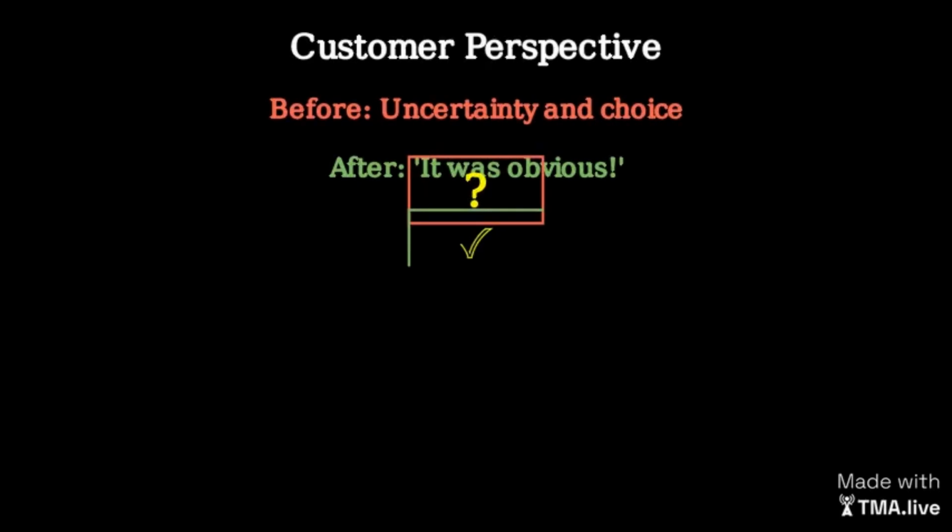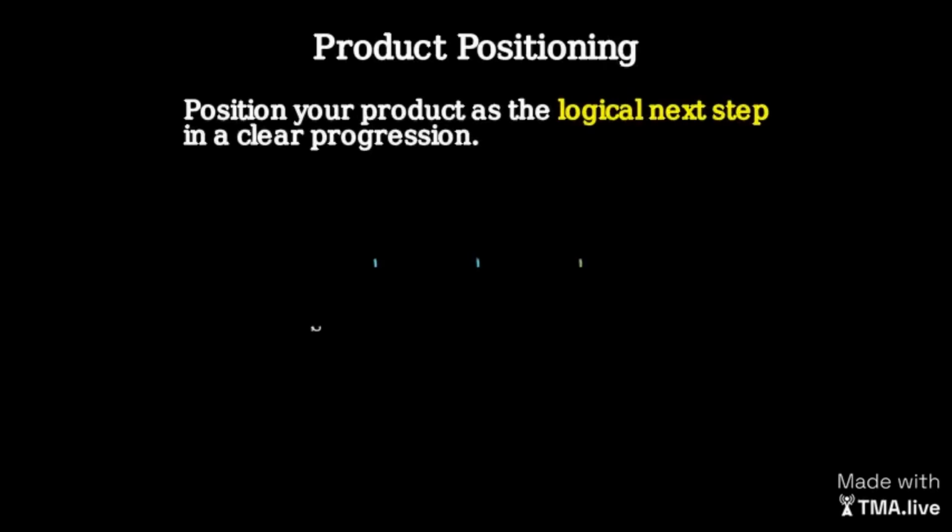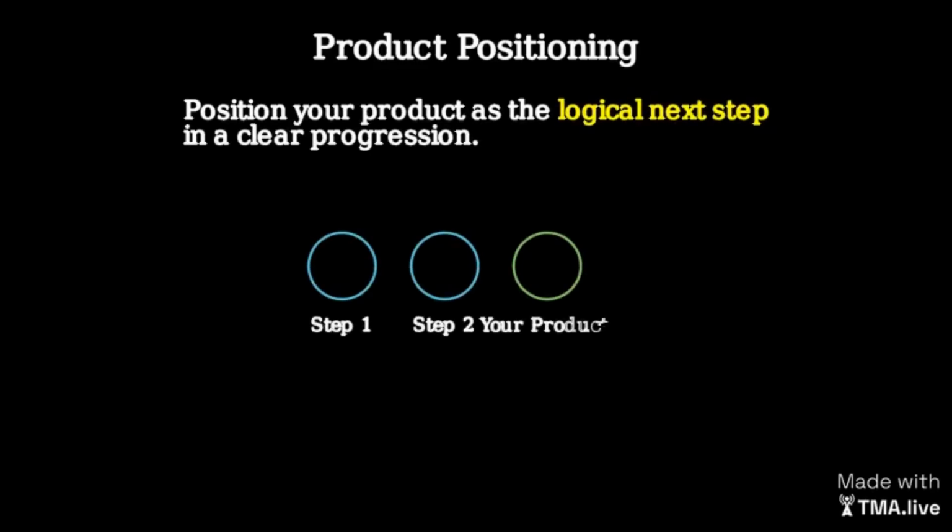To leverage this bias, position your product as the logical next step in a clear progression. Show how it naturally follows the existing trends and fills an obvious gap. Instead of presenting your product as a random invention, position it as the natural evolution of the market. By doing so, you'll make it easier for customers to accept it because it will feel like it was always meant to be.